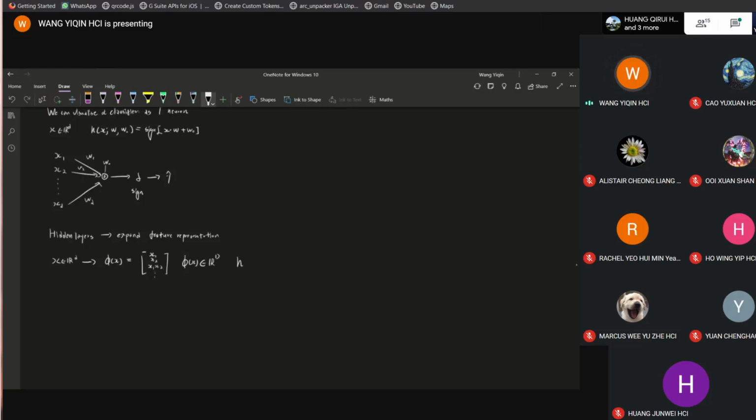So for that case, our classifier was written like this. We're still taking a sign, but instead of operating on just x, we're operating on phi of x. One problem with this approach is that your phi is user defined, and you're using the same phi, the same transformation, for all these different tasks.